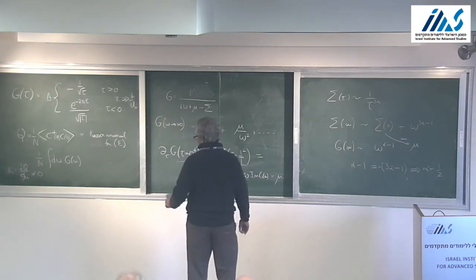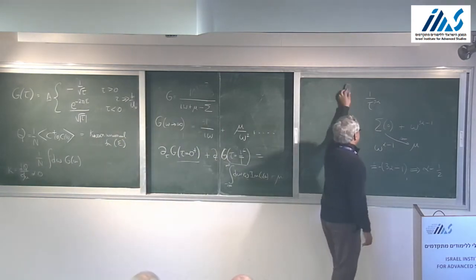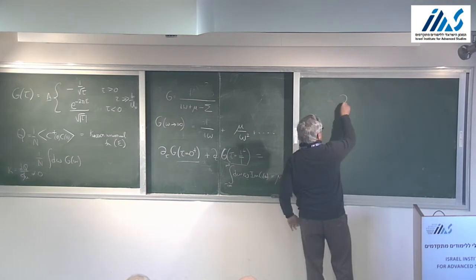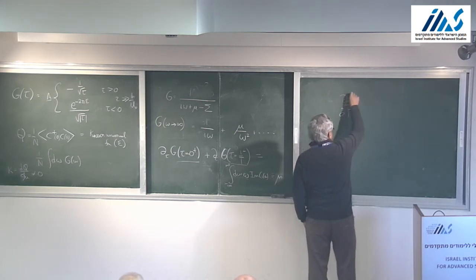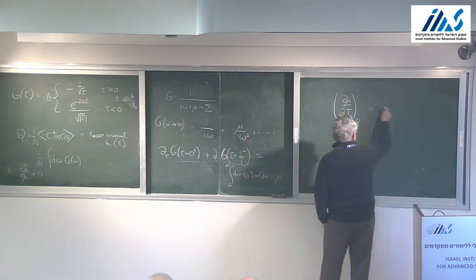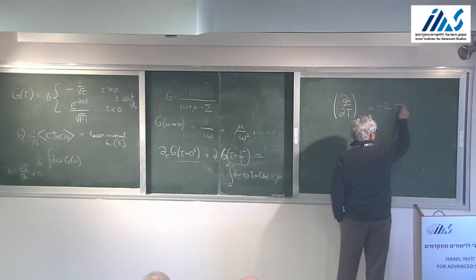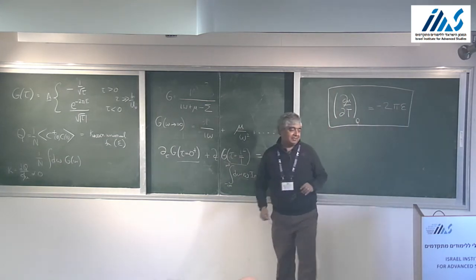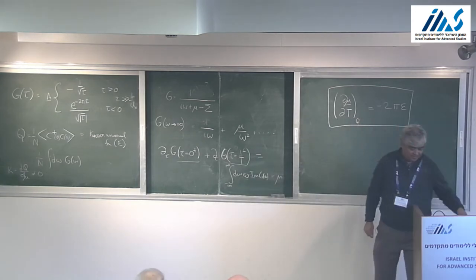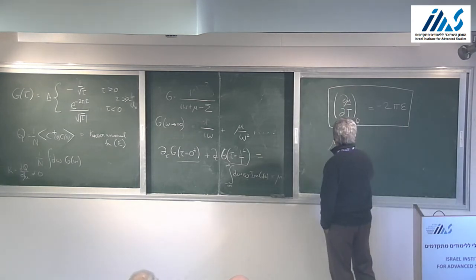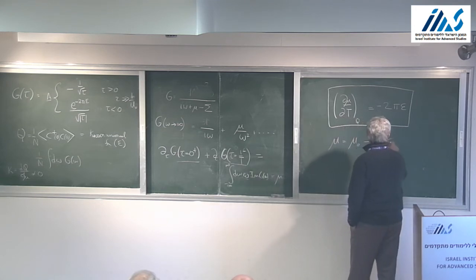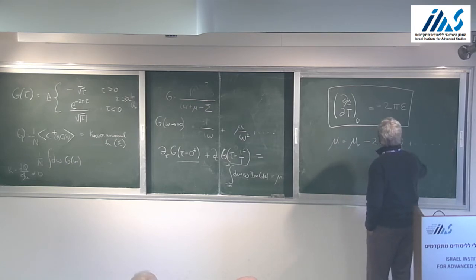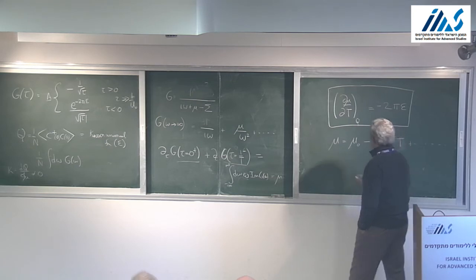You then get a remarkable relation: d mu/dT at fixed Q turns out to be minus 2 pi E. So the chemical potential, as you raise the temperature a little bit, at fixed Q, is mu equals mu naught minus 2 pi E Q, plus higher order terms, minus 2 pi E T at fixed Q.